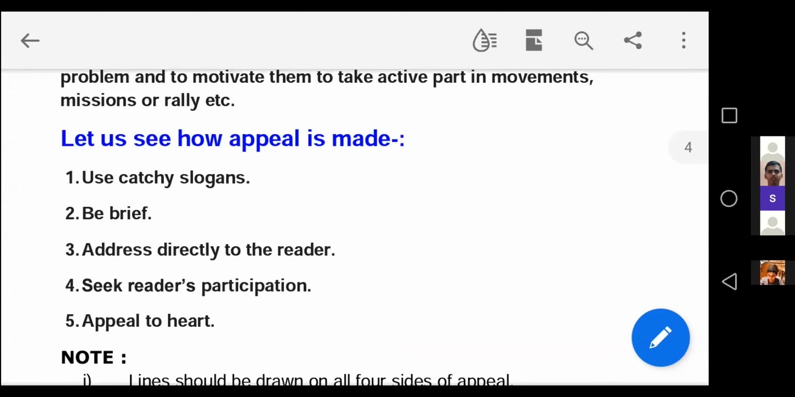Then address directly to the reader. The people who are concerned, obviously, you'll be addressing them. Then seek readers' participation, at the time of speaking, right? So this is going to be your very impressive and catchy speech. Whether it's in writing or speaking, you have to involve the people who are reading your appeal. At the same time, if you're speaking in front of the public, you have to involve them. Then appeal to the heart. Your appeal should be such that people change their opinion. In case I'm a person not interested in blood donation, but your appeal is so strong that I change my decision and I'm ready to donate blood, that's how your appeal should be. It should appeal to the heart, not just by words.